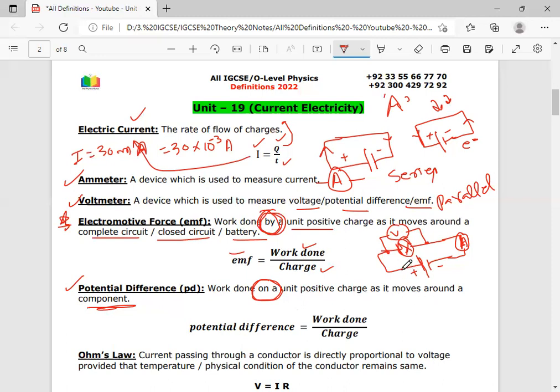Now, if we put the voltmeter across the cell, then this will give the value of EMF. And if we put it across the component, then this will give the value of potential difference.